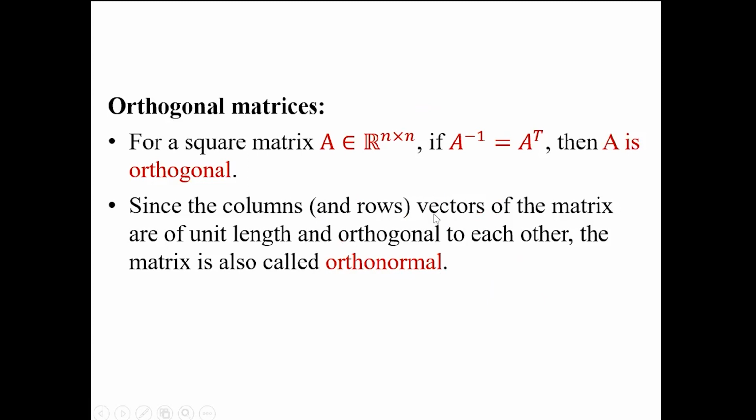So orthogonal matrices. If the inverse of a matrix is equal to its transpose, we say the matrix is orthogonal. This is extremely important in robot manipulation. Very important, really. We say that the matrix is orthonormal if the columns are of unit length, and similarly, if the rows are of unit length. Like we said before, we call it an orthonormal matrix.